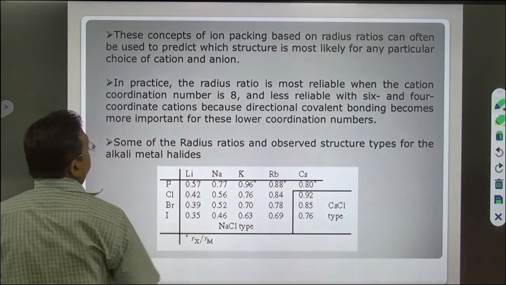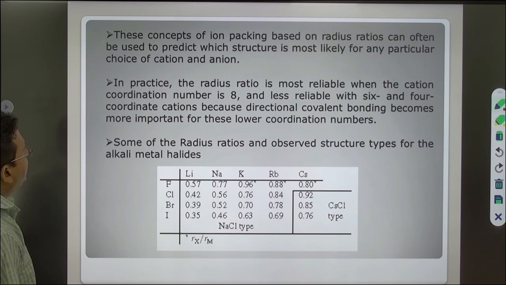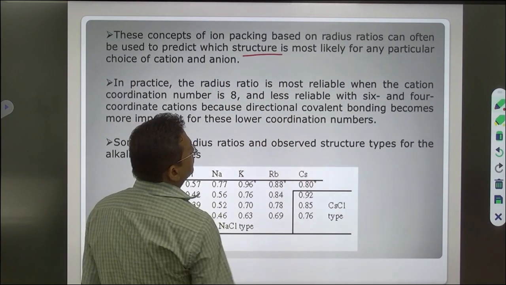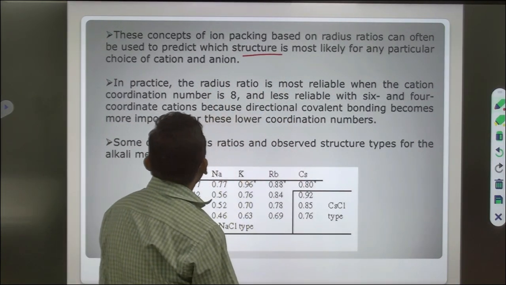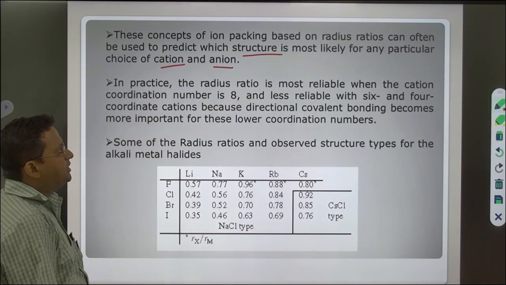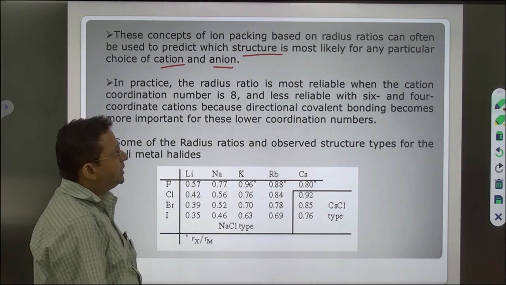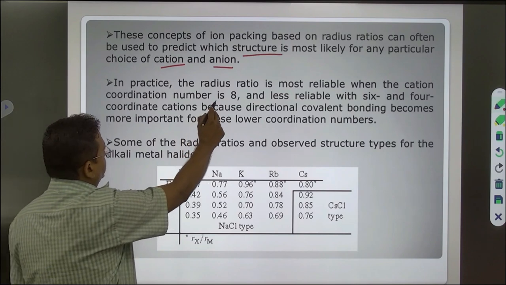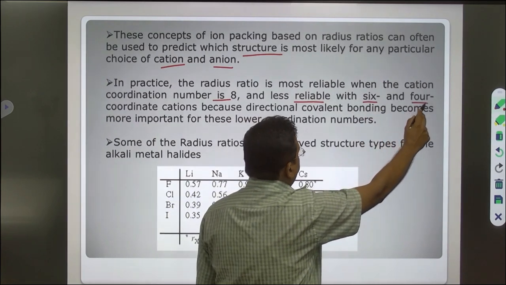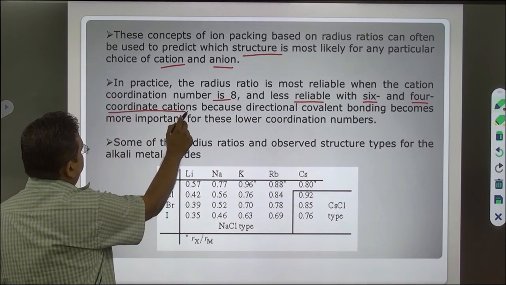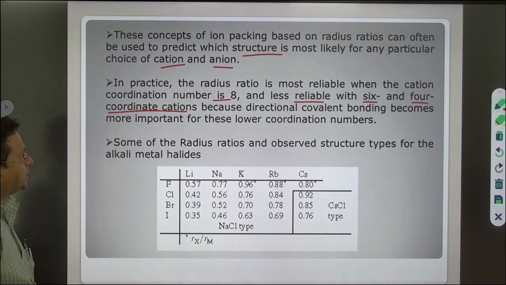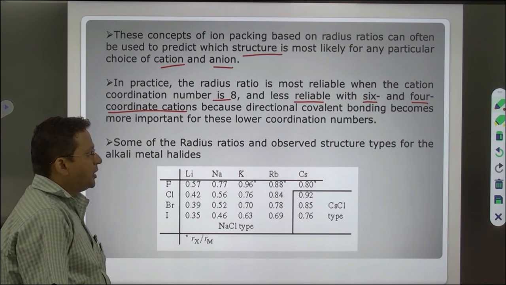This concept of ion packing based on radius ratio can often be used to predict which structure is most likely for any particular choice of cation and anion. In practice, the radius ratio is most reliable when the cation coordination number is 8 and less reliable with 6 and 4 coordinate cations, because directional covalent bonding becomes more important for these lower coordination numbers.